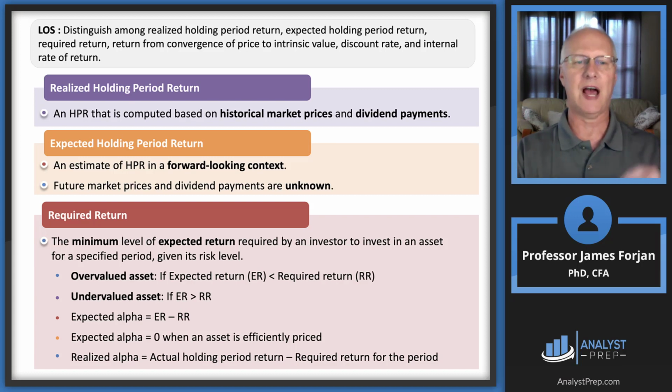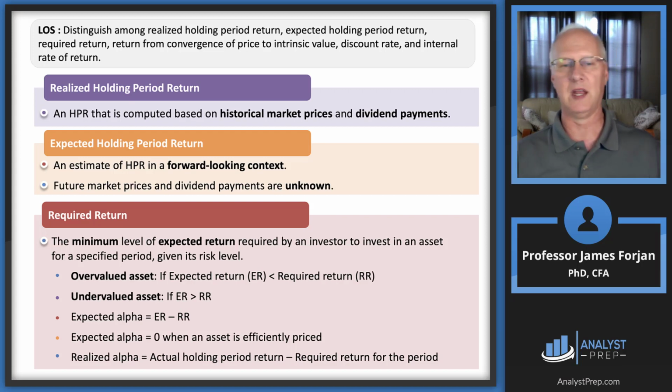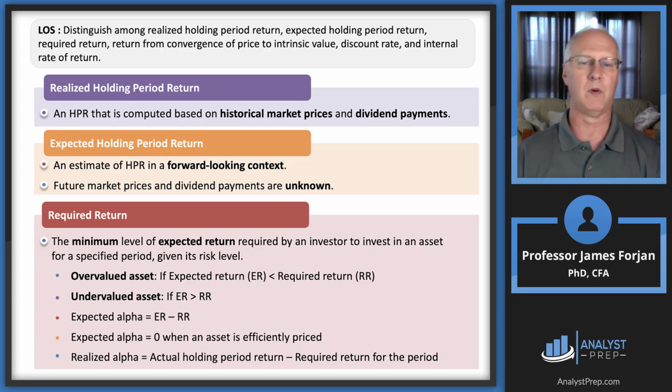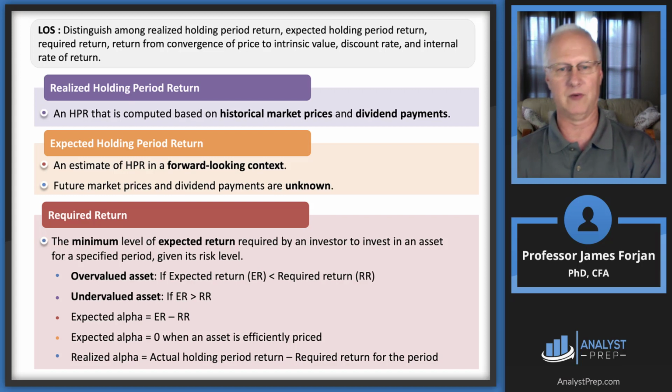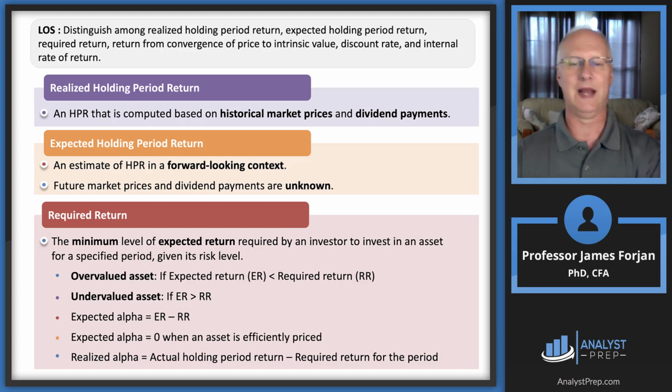A couple of things inside of this required return. Of course, if we have a required return that is, let's say, 10%, and our expected return is something greater, then we might want to say something like, hey, that asset probably is overvalued. Or if the opposite holds true, maybe we want to say that it's undervalued. But look at that. What is that? The third circle point there at the bottom. The expected alpha is equal to 0 when the expected return minus the required return equals 0. That's when an asset is efficiently priced. So you wipe out the probability of overvaluation or undervaluation.